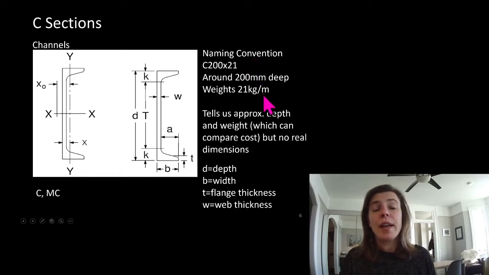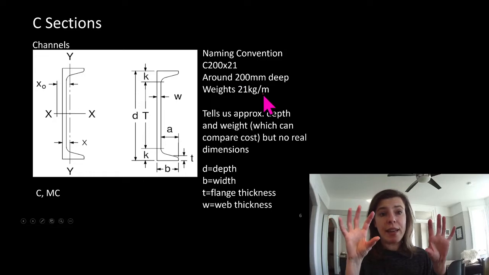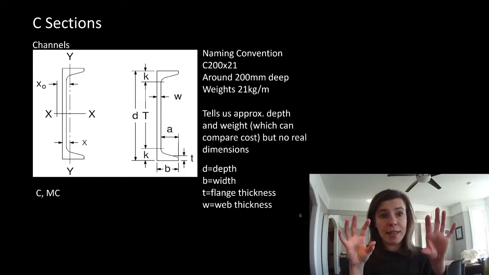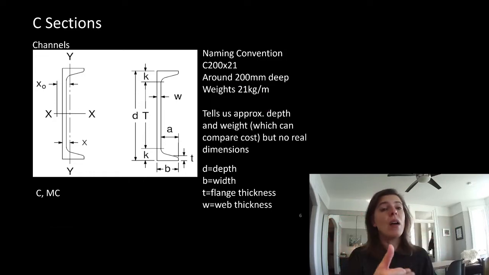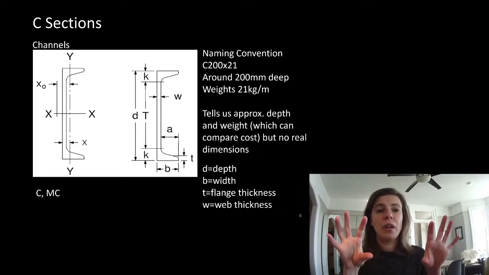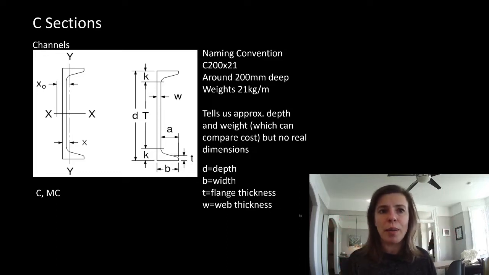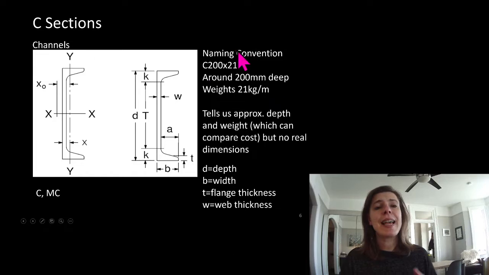So if we have two members, if one is 30 kilograms per meter and one is 20 kilograms per meter, and they both meet all the other things we're going to learn, well then we'll take the cheaper one, no problem. And this lets us see at a glance which one is cheaper. The problem is we don't see our actual depth, our actual width, and then we would always look up our flange thickness and web thickness as well.